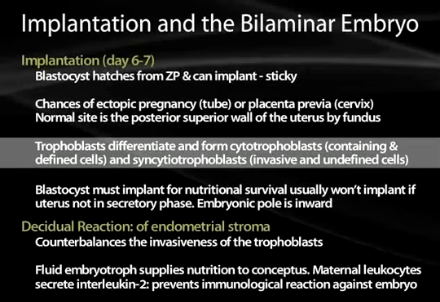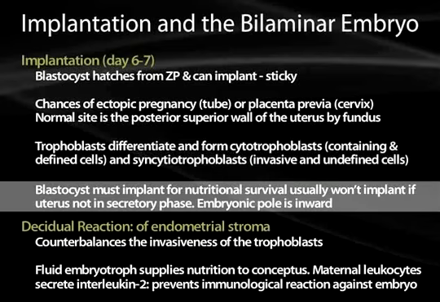The trophoblasts are going to be the first cell population to differentiate, and they'll make two populations, cytotrophoblasts and syncytial trophoblasts, and it's the syncytial trophoblasts that are invasive and less defined cells. The blastocyst will implant for nutritional survival, so if it cannot implant and go through that early invasiveness of the syncytial trophoblast, it will be spontaneously aborted.